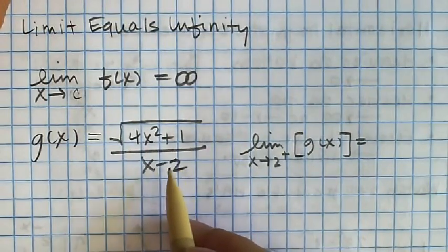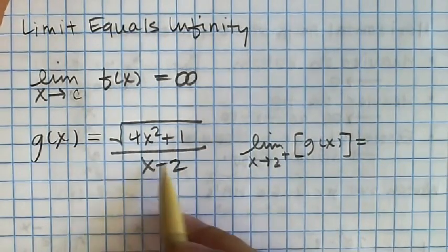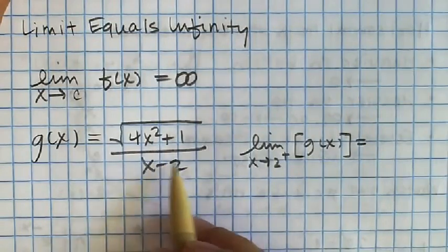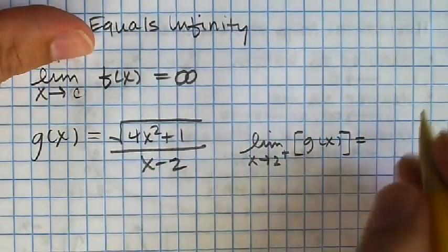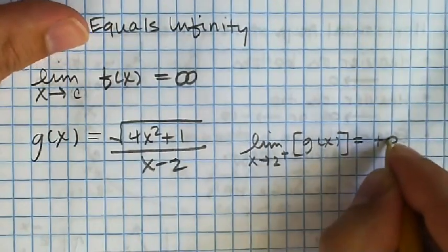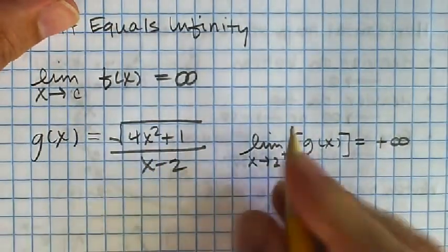2.01 minus 2, still a positive number, 2.001. No matter what I choose, if it's bigger than 2, this denominator will be positive. The numerator is always positive, so I know that this limit is positive infinity because it's positive over positive.